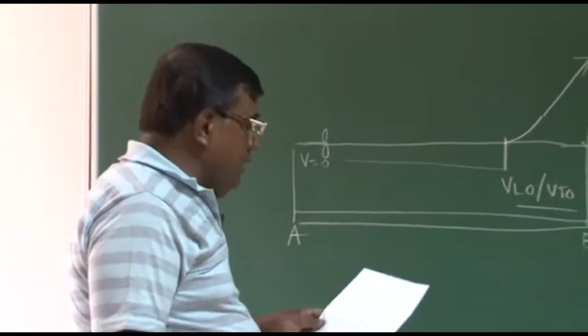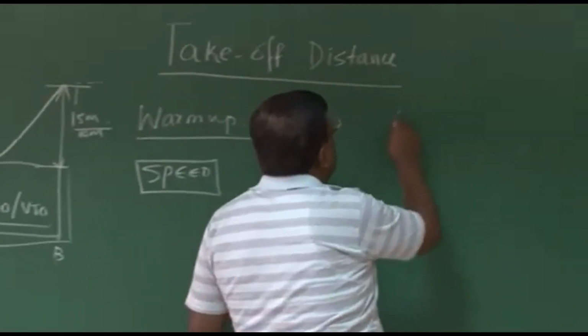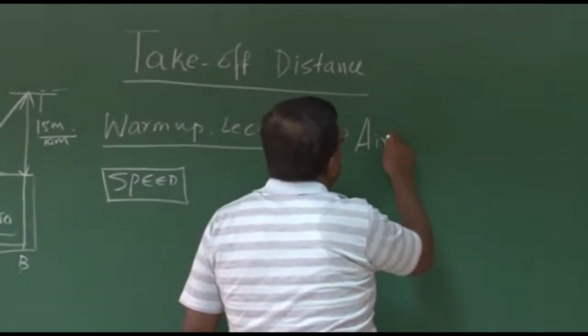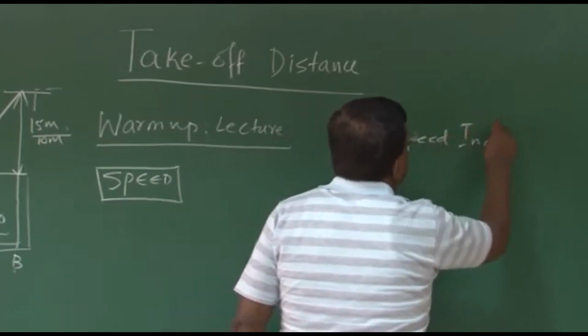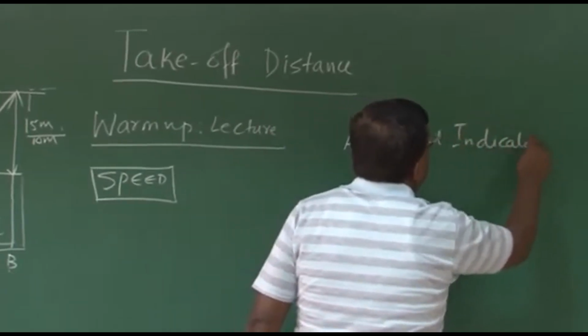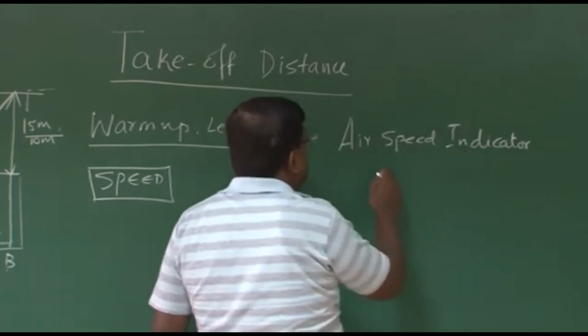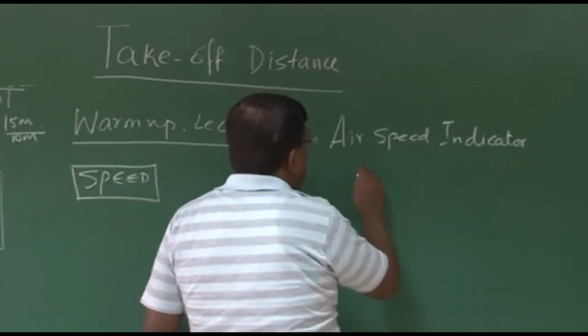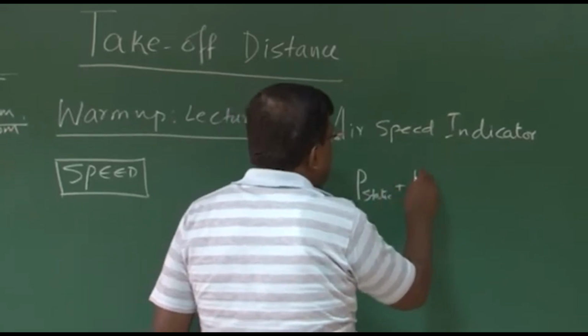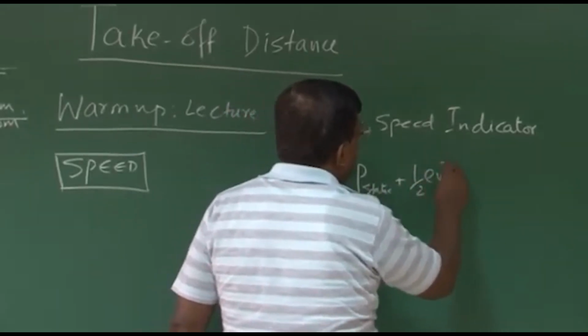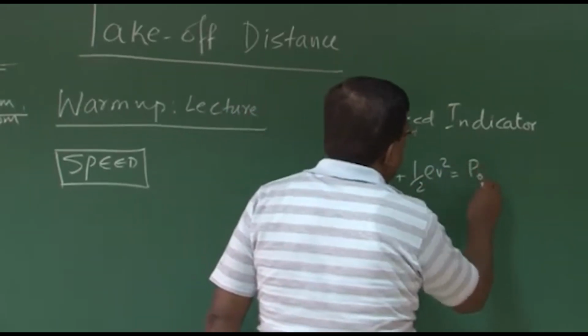So let us revise. We remember that we are using the airspeed indicator, and the principle was basically that P static plus P dynamic, which is half rho V squared, is P total, P naught.